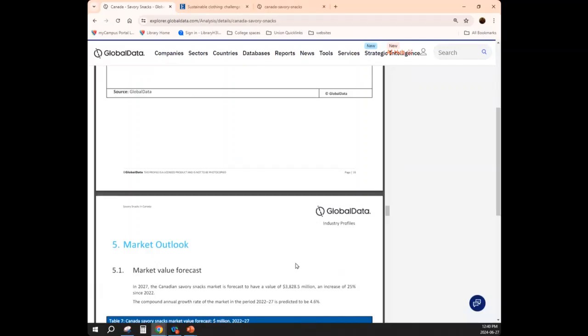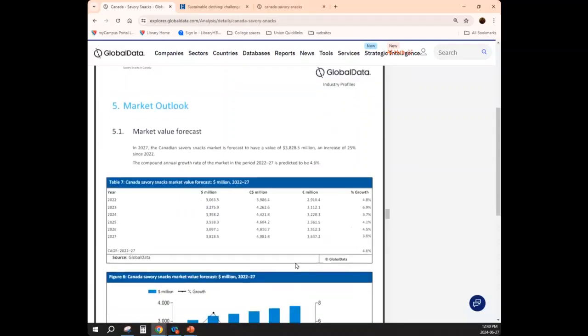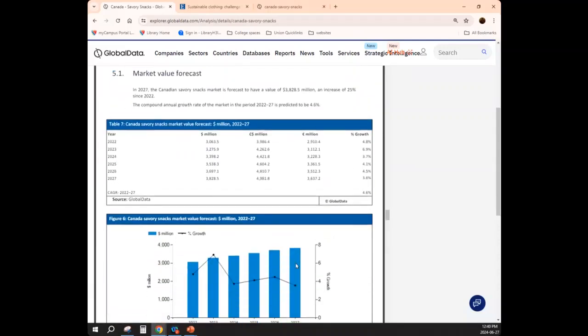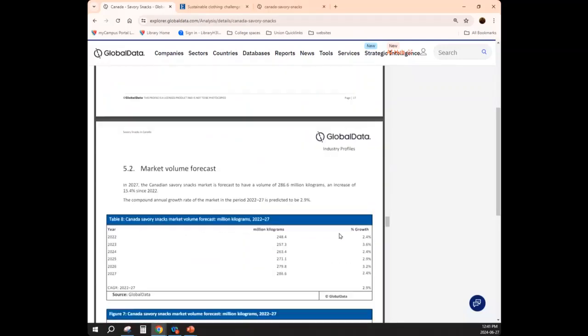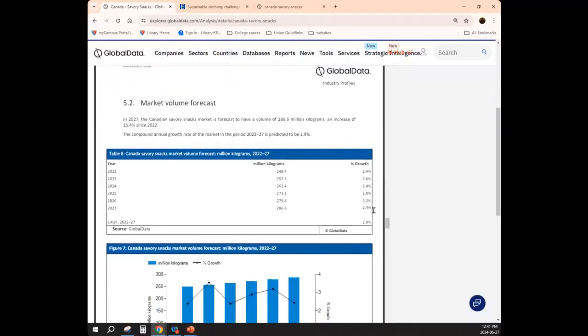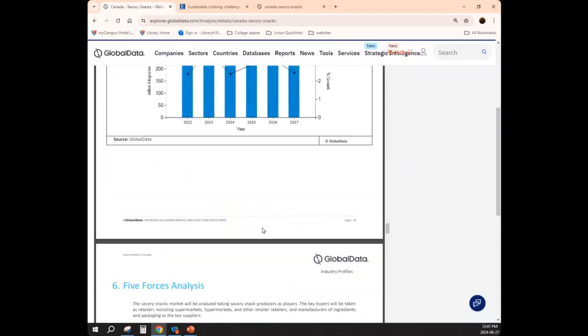And of course, the ever coveted, everyone wants the forecast data. So we've got some nice forecast data looking into the future. How much is this market going to grow? And that is often a number that we're going to want to include in our business case, right? We want to see some forecasted growth in value or in volume, right? We've got the growth in volume of snacks there as well. Okay, so this is what we can be using to make our business case.